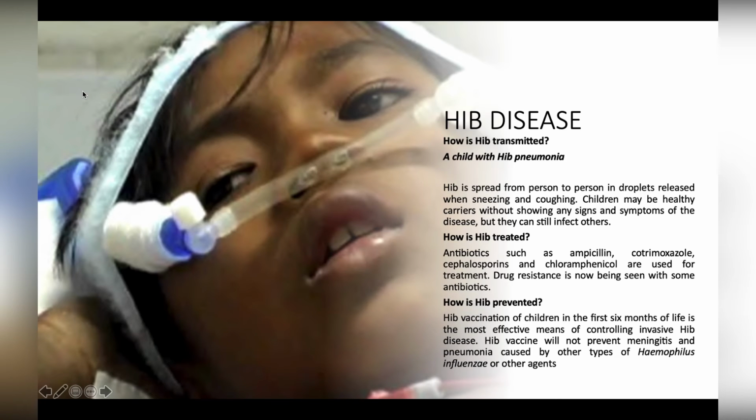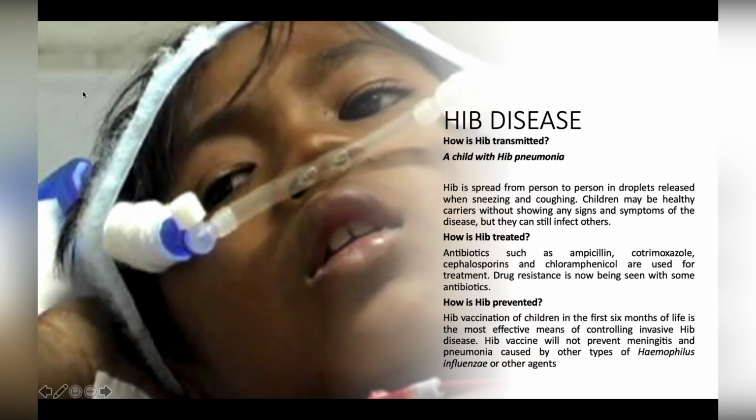Is Haemophilus influenzae disease transmitted? It is spread from person to person in droplets when sneezing and coughing. Children may be healthy carriers without showing any signs and symptoms of the disease, but they can still infect others. How is it treated? Antibiotics such as ampicillin, cotrimoxazole, cephalosporin, and chloramphenicol are used for treatment. Drug resistance is now being seen with some antibiotics.